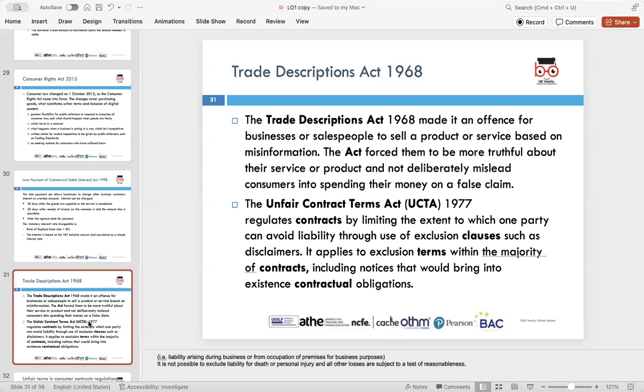Contracts are regulated by the Unfair Contract Terms Act 1977, which places restrictions on the extent to which one party can escape liability by employing exclusion provisions such as disclaimers. Notifications that would bring into existence contractual obligations are included in the scope of this provision, which applies to exclusion clauses found in the vast majority of contracts.